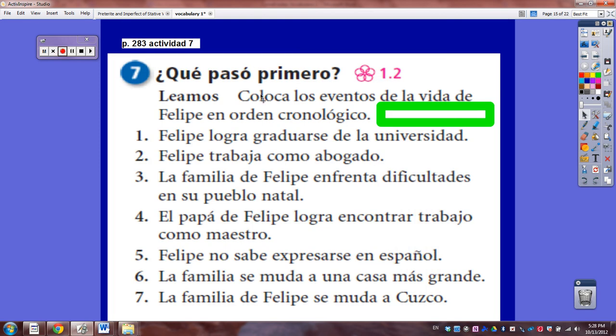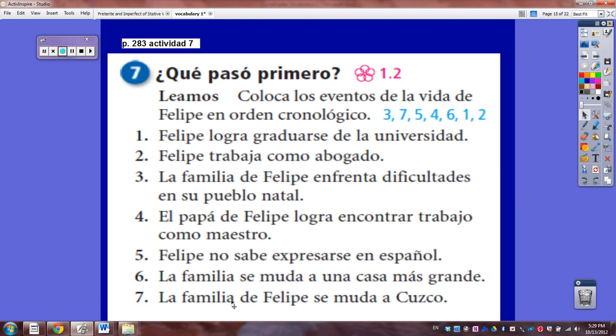So what happened first? So you have to put these in order. You have to translate them into English and then put them in order. Go ahead and pause the video to do that. Alright, the correct order should be sentence 3 should come first. So the family of Felipe faced difficulties in his home country, or native country, from his childhood.